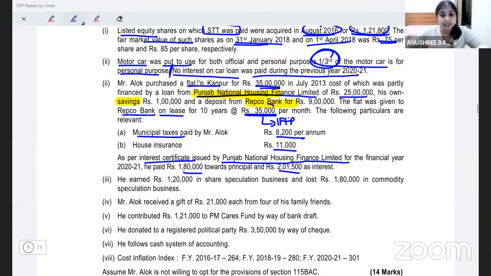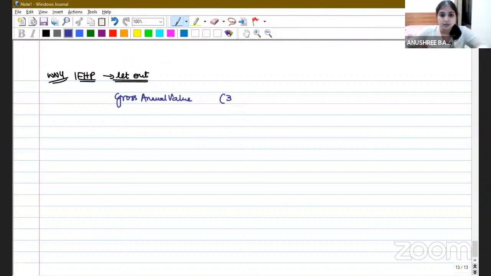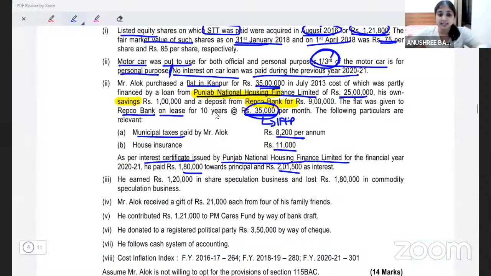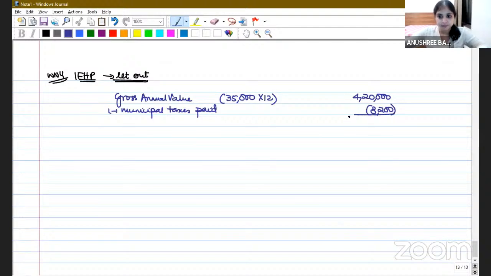What is the actual rent in this question? 35,000. So my GAV is going to be 35,000 per month for 12 months. How much does that work out to? 4,20,000, right? From this, we subtract municipal taxes paid. What is the amount of municipal taxes which my assessee has paid? Only what you actually pay you consider. Municipal taxes paid is 8,200. So we will deduct that. And what does our net annual value work out to?